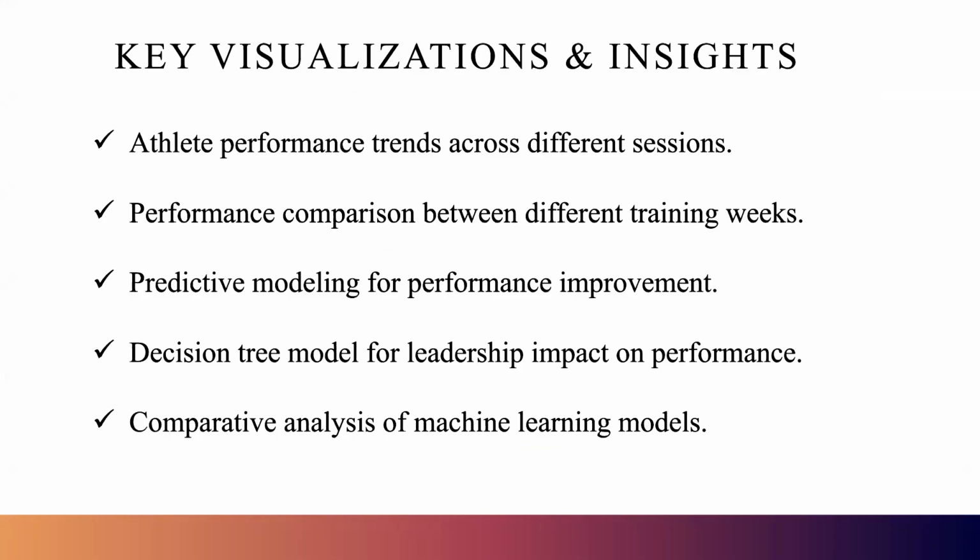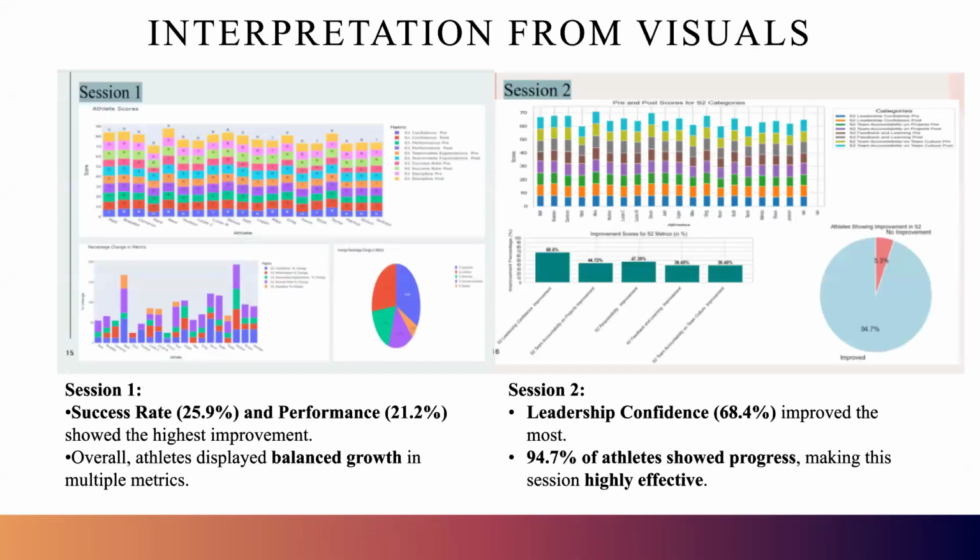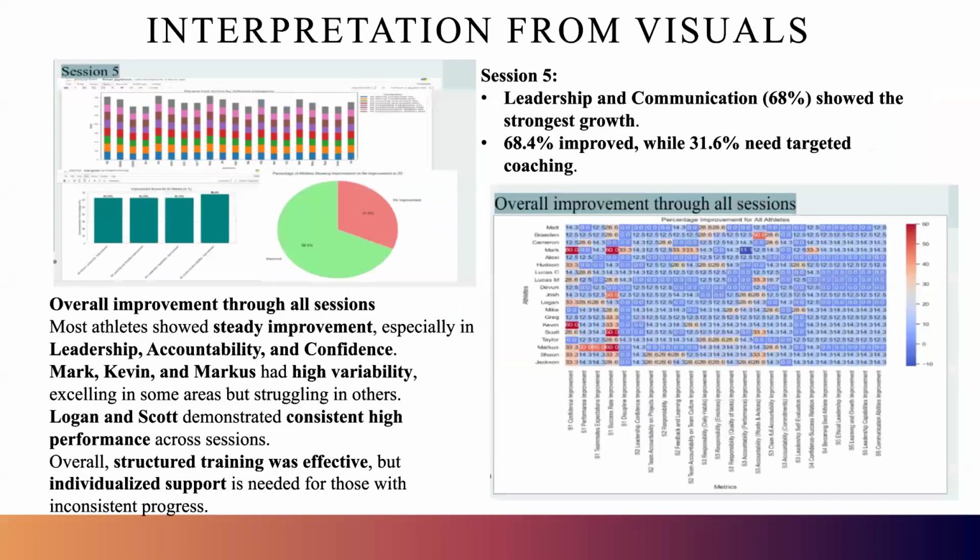The athlete performance trends are done across different regions and different sessions, and the performance comparison between different training weeks is also done. We have also done the predictive modeling for performance improvement, and in the predictive modeling we have done decision trees for leadership impact on performance. We have also done the comparative analysis of machine learning models. We took three models and did the comparative analysis, and these are the session 1, session 2, session 3, session 4, session 5 visuals. I will walk you through all this in the Python file.